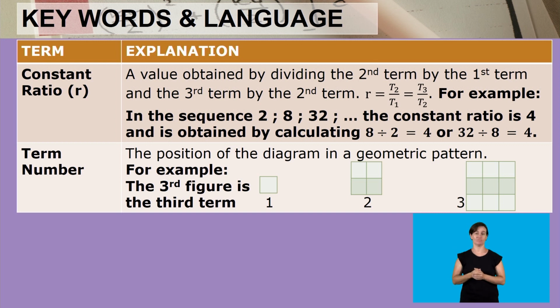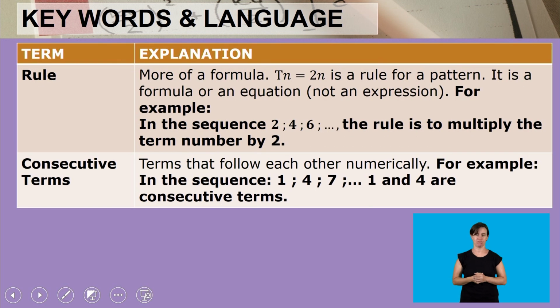Then we have term number, and that is the position of the diagram in a geometric pattern. Now, for example, in this pattern that has been shown here by figures, the third figure would be the third term. Then we have the rule, which is more of a formula.